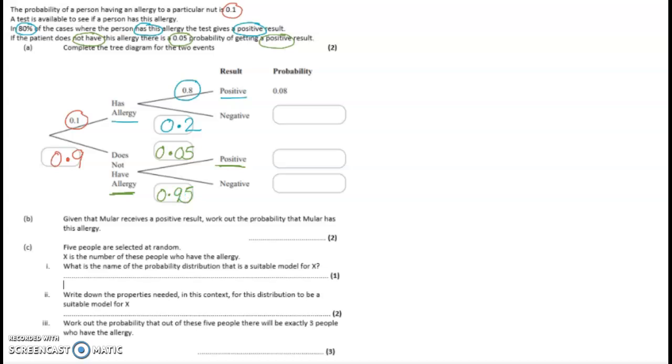To complete the totals on the right-hand side, we need to use our rules of tree diagrams. As we go along each branch, we multiply. So they have this value here of 0.08 by doing 0.1 times 0.8. So to get the next box, I am going to say I have the allergy, but I get a negative result. 0.1 times 0.2. So the answer is 0.02.